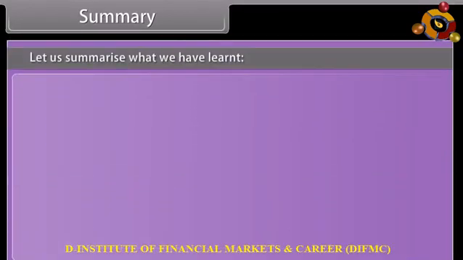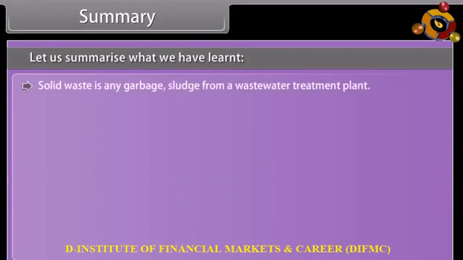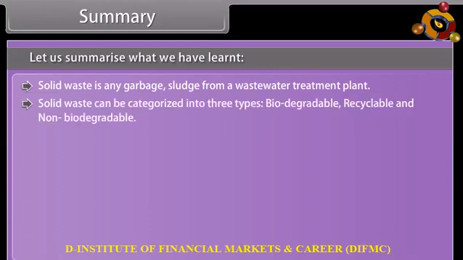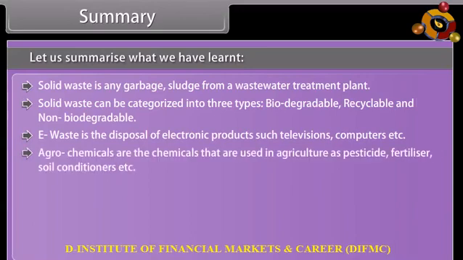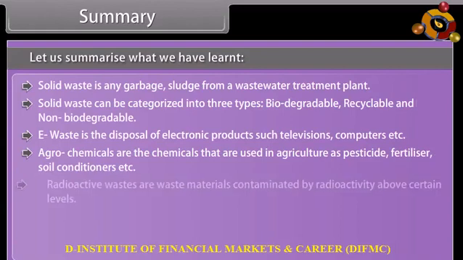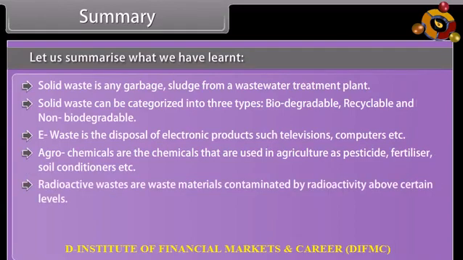Summary. Let us summarize what we have learned. Solid waste is any garbage, sludge from a waste-water treatment plant. Solid waste can be categorized into 3 types: biodegradable, recyclable, and non-biodegradable. E-waste is the disposal of electronic products such as televisions, computers, etc. Agrochemicals are the chemicals that are used in agriculture as pesticide, fertilizer, soil conditioners, etc. Radioactive wastes are waste materials contaminated by radioactivity above certain levels.